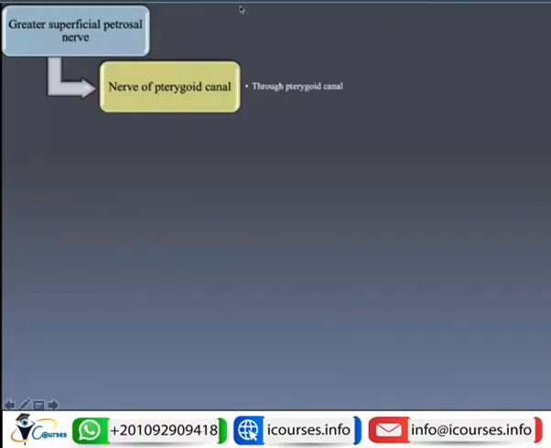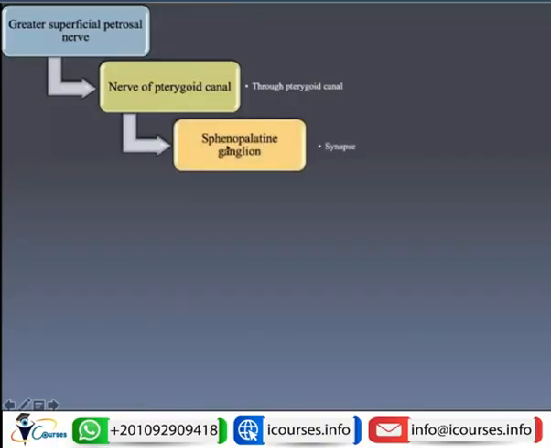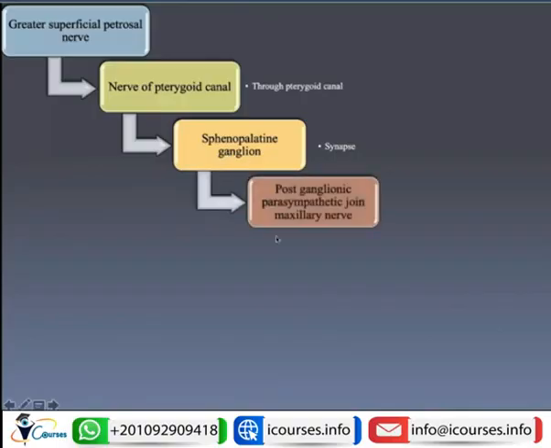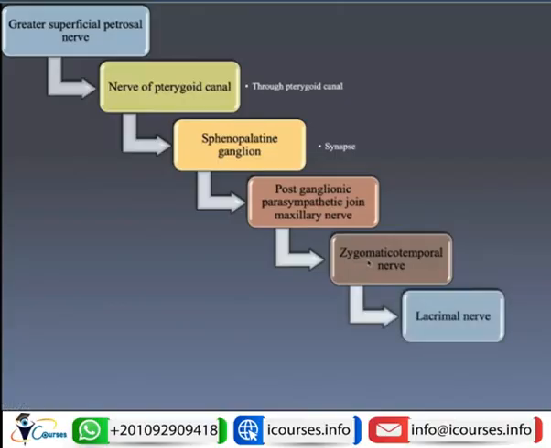This nerve passes through the pterygoid canal. Then after it emerges from the pterygoid canal, it will reach the sphenopalatine ganglion, which is the ganglion for this nerve. So it will relay in the sphenopalatine ganglion, and the fibers will emerge from it as postganglionic nerves. The postganglionic nerve will join the maxillary nerve, then leave it to join the zygomaticotemporal nerve, and then leave that to join the lacrimal nerve until it reaches the lacrimal gland.